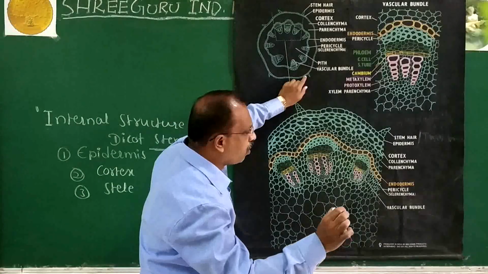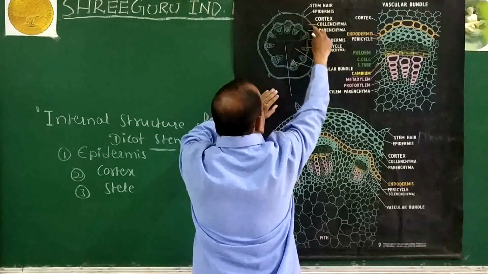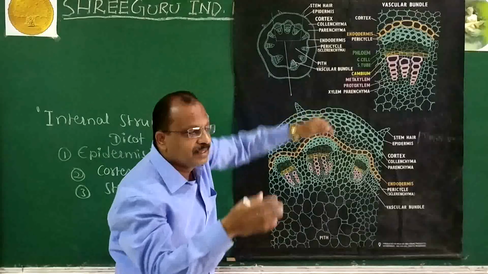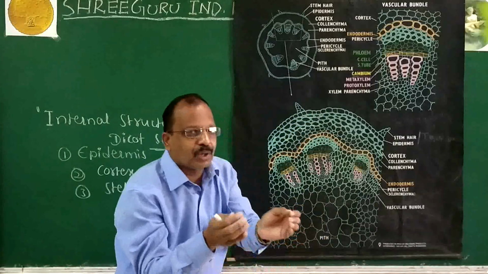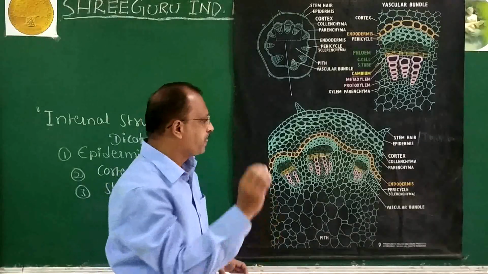Epidermis is the outermost layer. It is made up of barrel-shaped cells. Cells are tightly arranged or compactly arranged without any intercellular space.